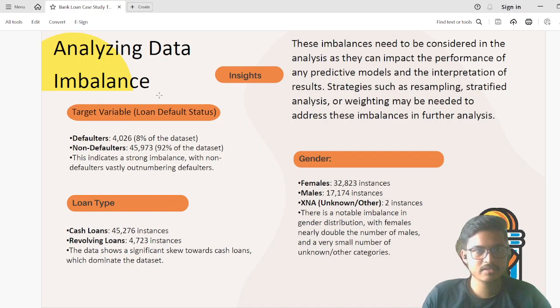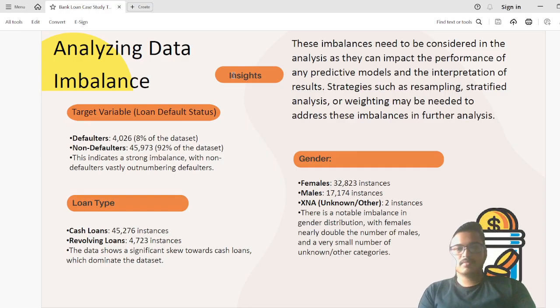Analyzing the data imbalance, what insights were gained from this analysis? The defaulters were found to be 8% of the dataset, while the non-defaulters were 92%. This indicates a strong imbalance, with non-defaulters vastly outnumbering the defaulters. Moving on to the loan type, the cash loans were 45,273, while the revolving loans were 4,723. The data shows a significant skew toward cash loans, which dominate the data set.